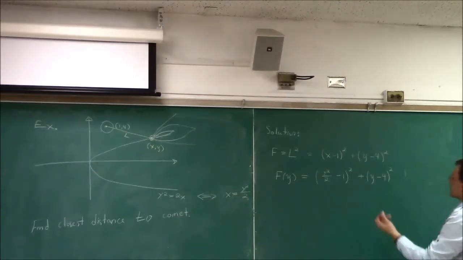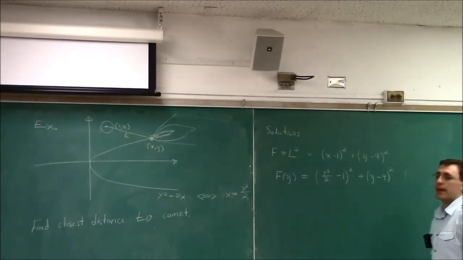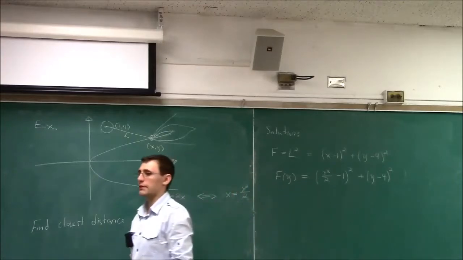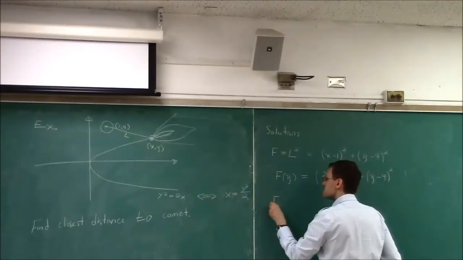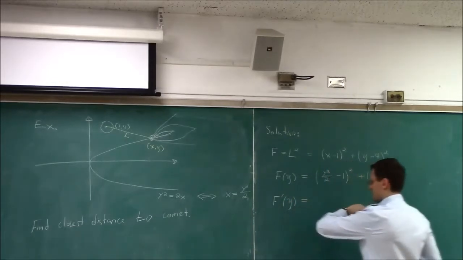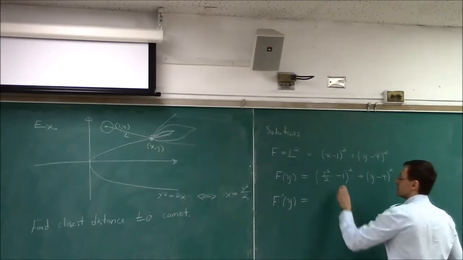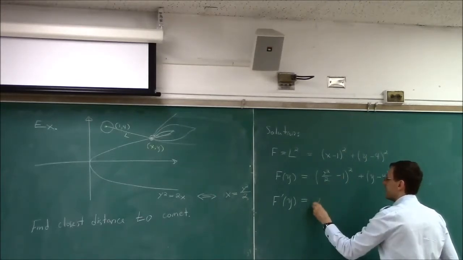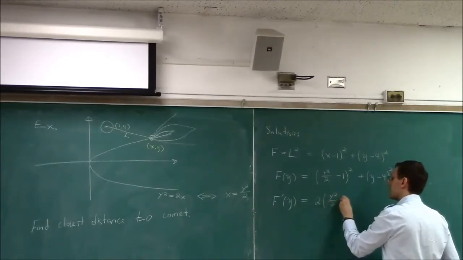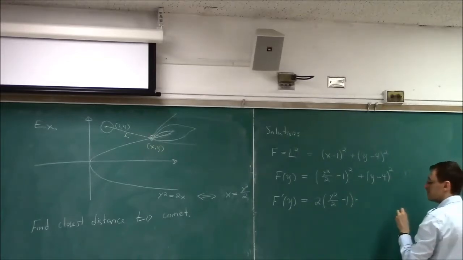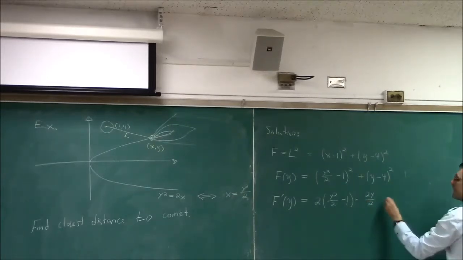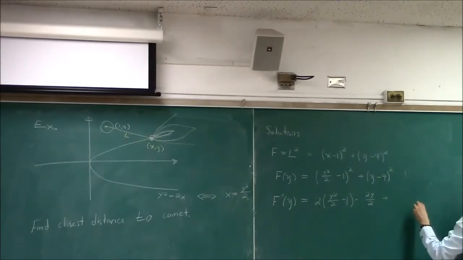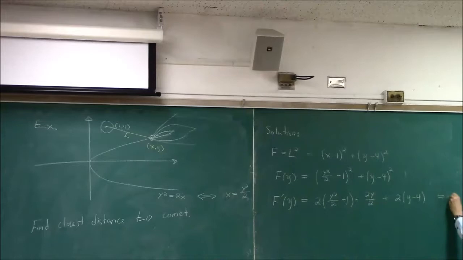Okay. Now this is a polynomial in y. Therefore, if we have a maximum, if we have a minimum, those happen when the derivative is 0. So I calculate f prime of y. So the derivative of this part is 2 times y squared over 2 minus 1 times 2y over 2, plus twice y minus 4. And this is what I want to solve when this is equal to 0.